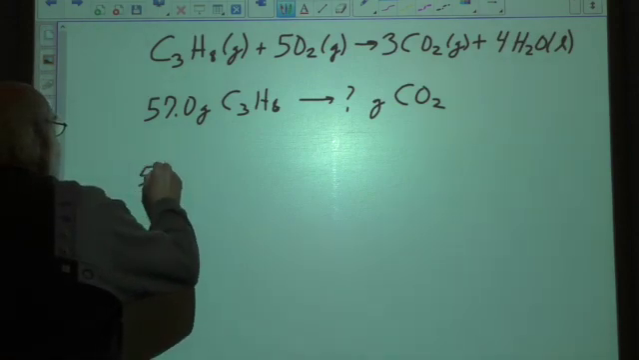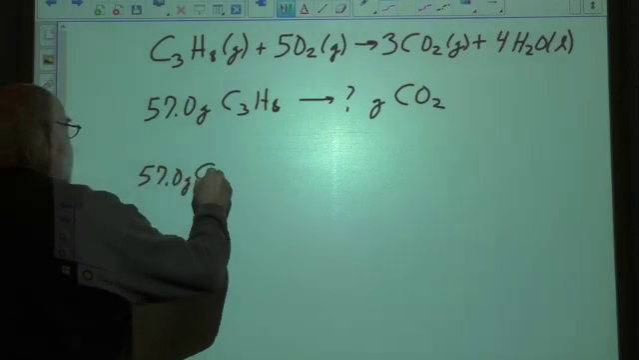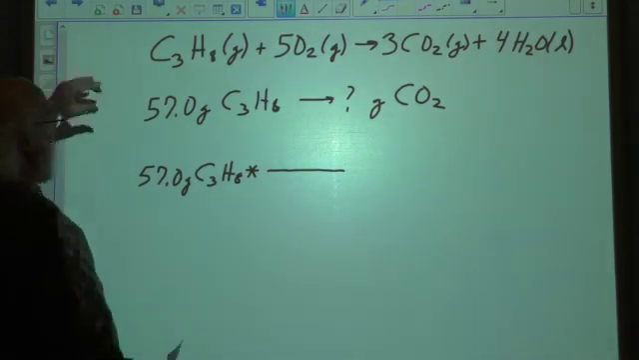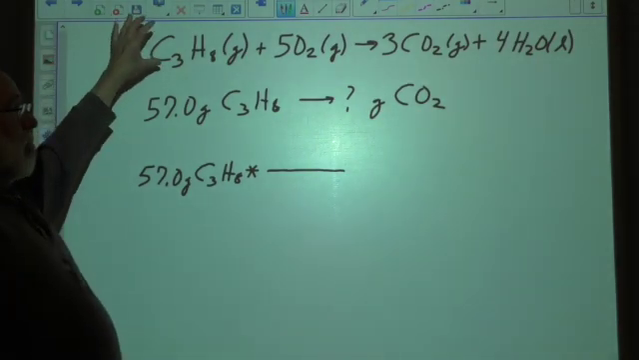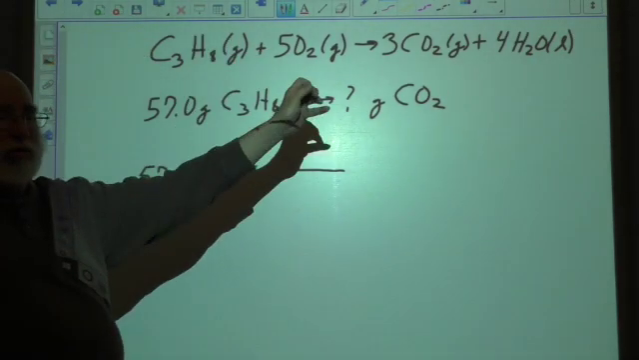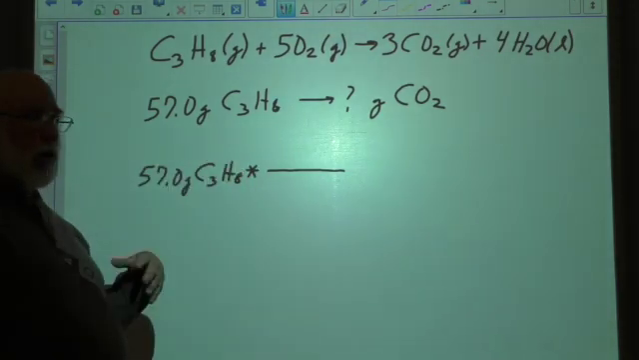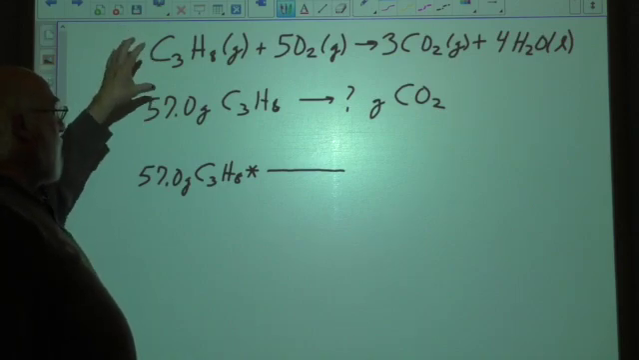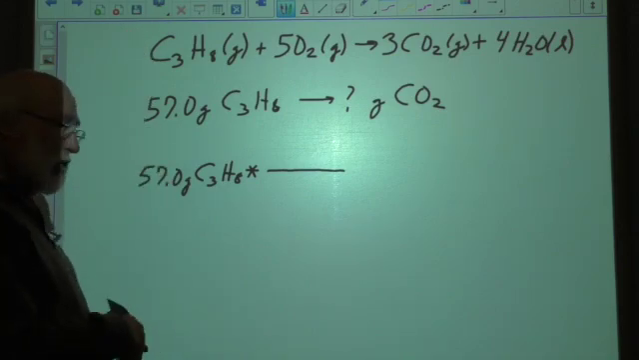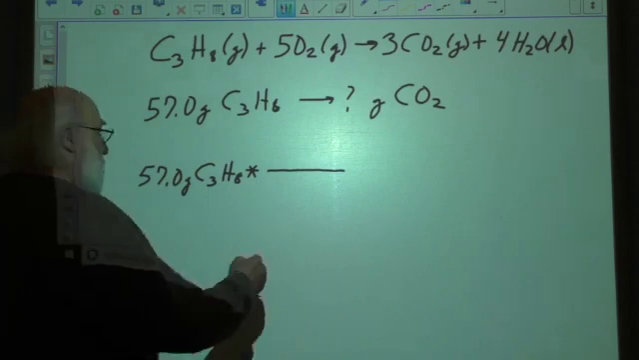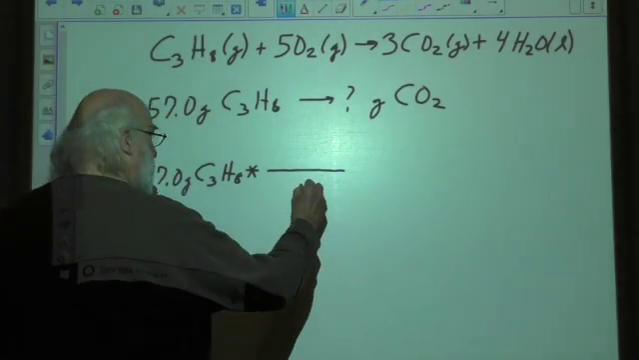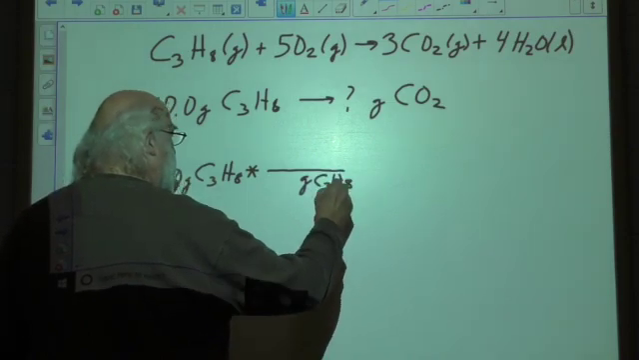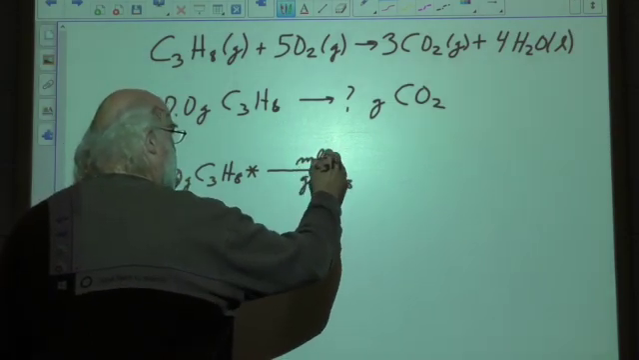So we start with 57.0 grams of propane, but we can't go from grams to grams because the equation here deals only with molecules and moles. Well, we don't want molecules. We're not going to go down that Avogadro road. So we're going to stick with the moles here, but that means we have to change our grams to moles, like I said in the introduction. So, and I'm not going to put numbers in yet, I'm just going to put labels in. So grams of C3H8 has to change to moles of C3H8.